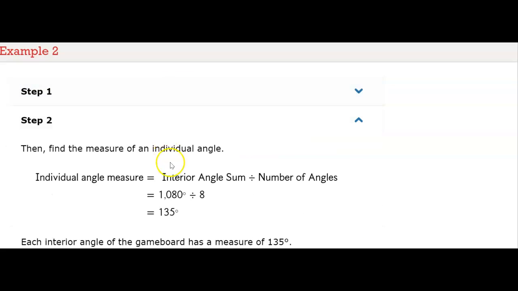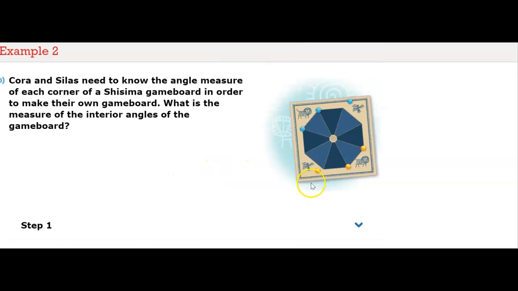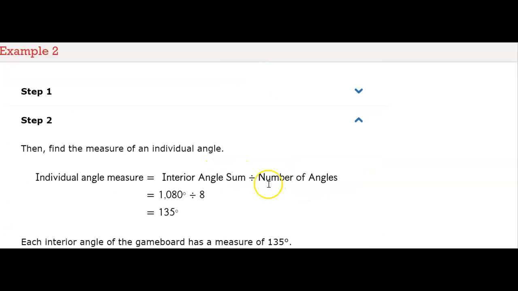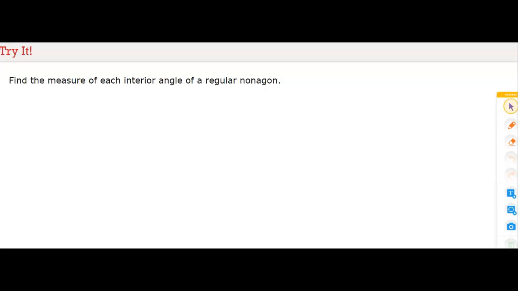Step 2. Find the measure of an individual angle. So the interior angle sum divided by the number of angles. You count how many angles. There are 8. Then you take the sum we calculated in step 1, divided by 8, and that equals 135 degrees. So each interior angle of the game board is 135 degrees.